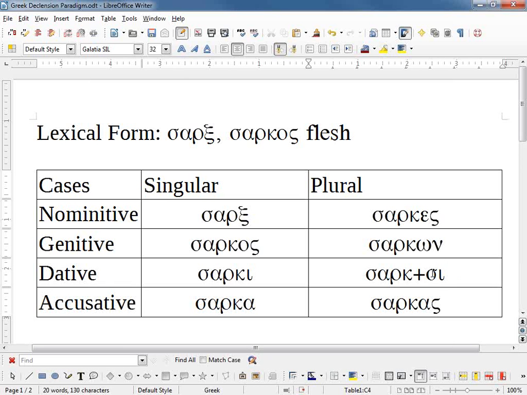And so we don't have the kappa sigma there anymore. We have our kasi left with it. Hence why it's sarksi.